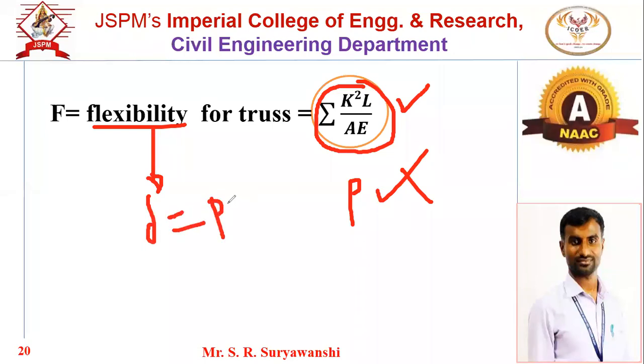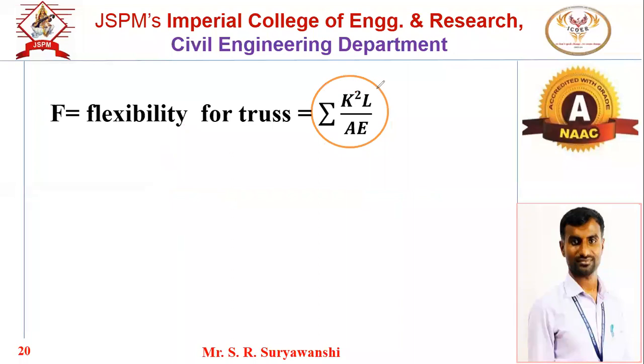Due to the unit force. Because these K forces are the member forces due to the application of unit force. So that's why in this flexibility formula, the term is summation K square L divided by EA. That is the difference between P analysis and K analysis.